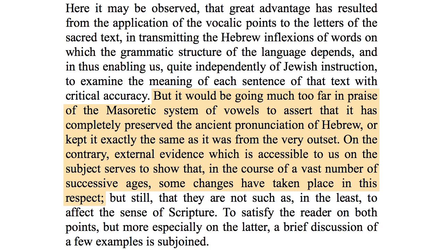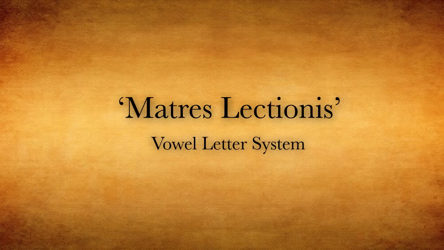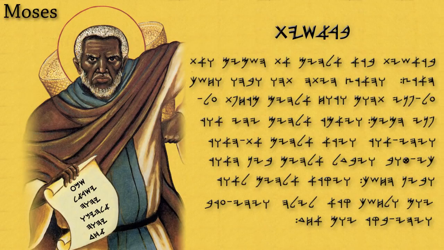Now, some brothers who are more learned on this subject, they know that there was a vowel system in use before the dots and dashes of the Masoretes. That vowel system is called the Matres Lectionis. So let's deal with that. The Matres Lectionis is a vowel system where certain Hebrew letters are used as vowels. This system was in place before the vowel points were invented, but it wasn't in place during the time of Moses. He didn't use that system.